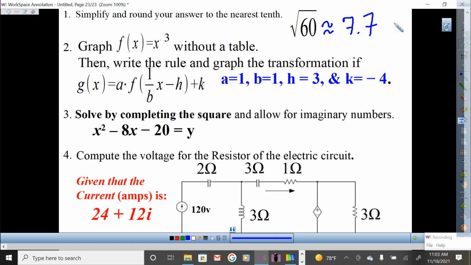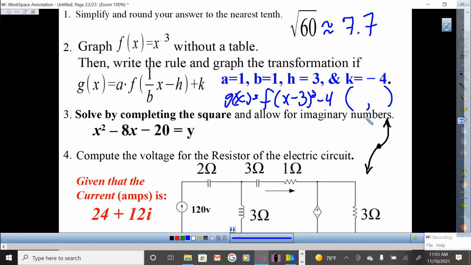All right, number 2. We have a cubic function. Look at it. What would be my vertex for this one? No, the original one. 0, 0. Okay. So now with this transformation, we get g of x equals f of x minus 3 cubed minus 4. So my new vertex would be what?